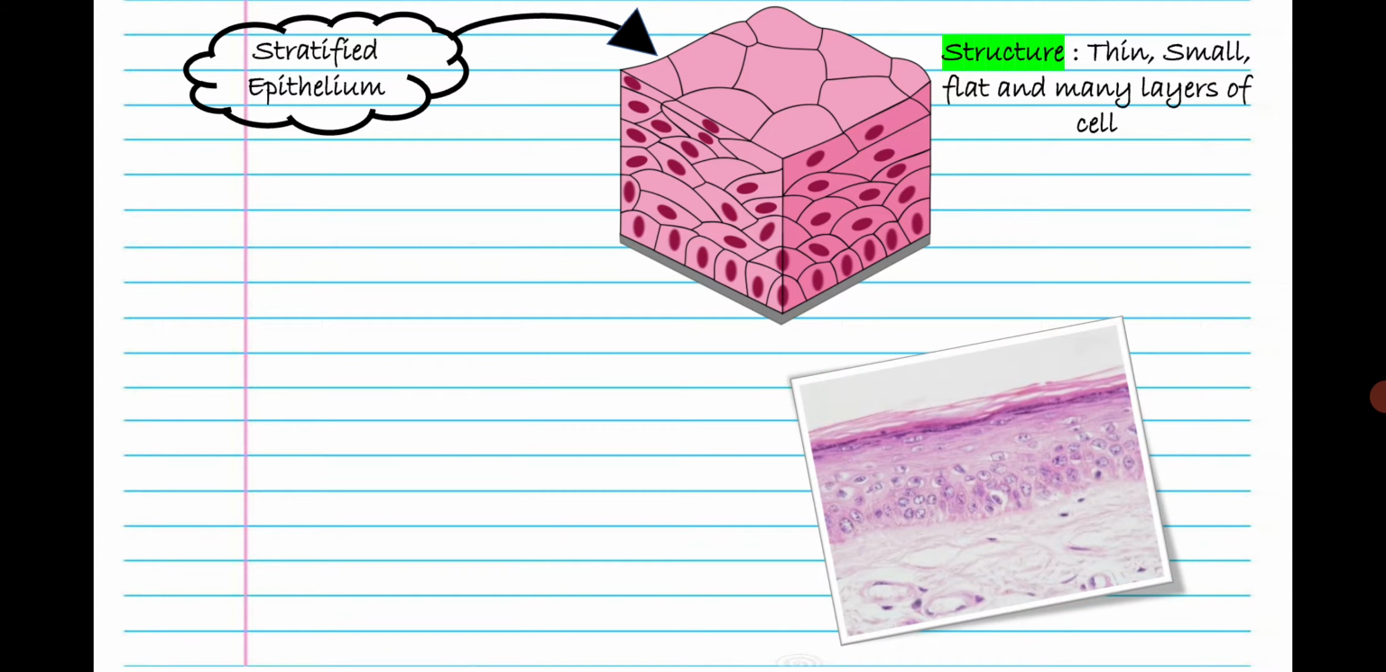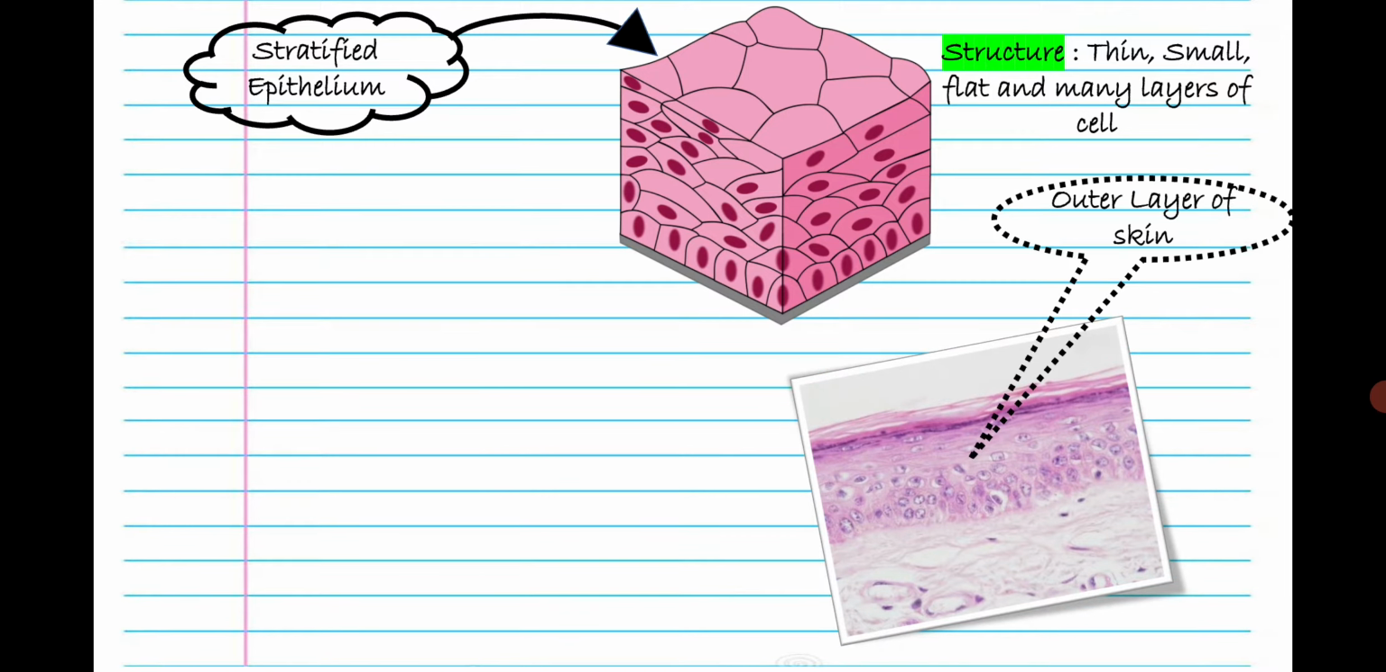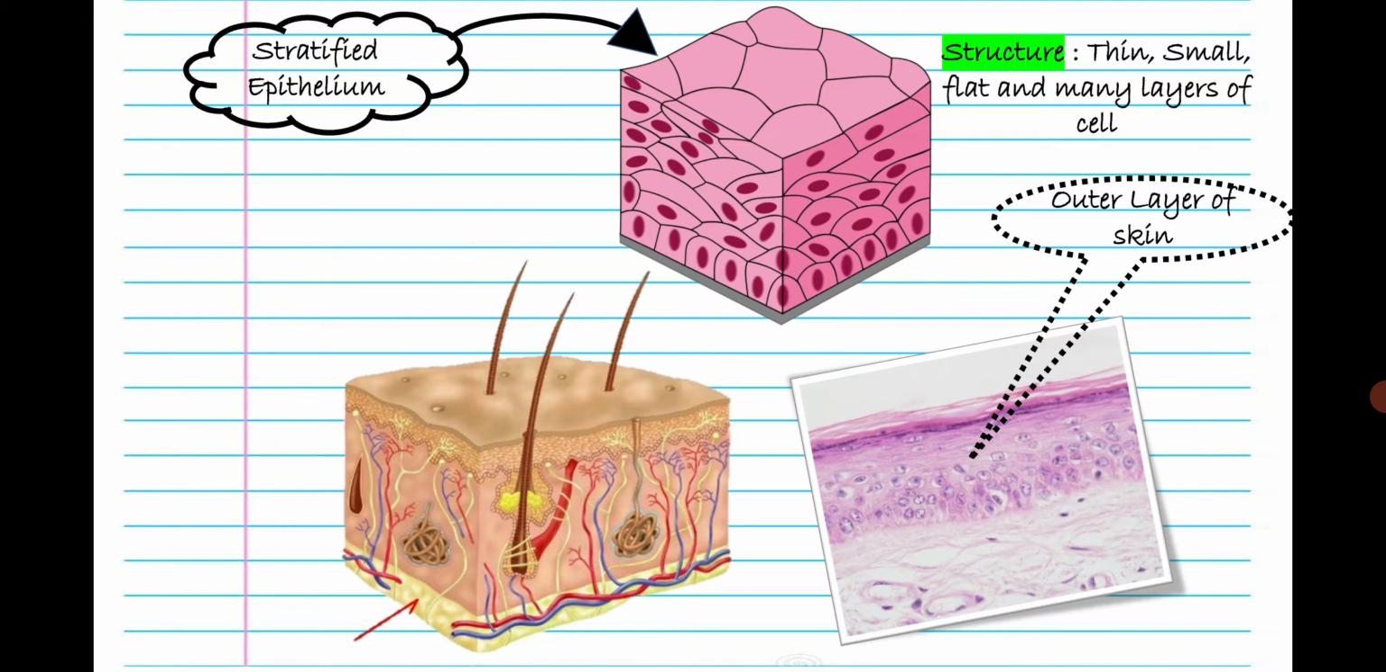Where are these tissues located? These stratified epithelium tissues are situated on the outer layer of skin. Here you can see this is our skin. The outer surface of our skin is mostly made up of stratified epithelium tissue. Function of these tissues is that they protect our internal organs. If suppose skin is not there, then what will happen? Our tissues may get injured. So the function of skin is to protect our organs.